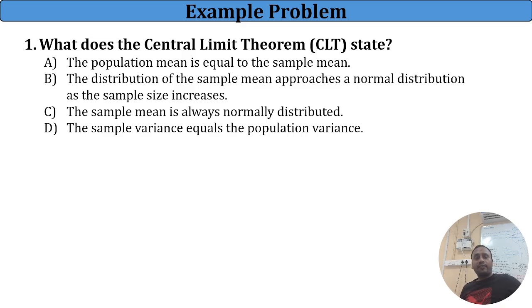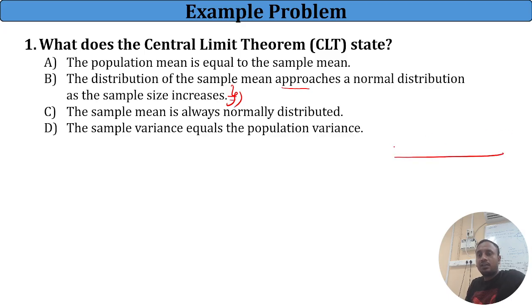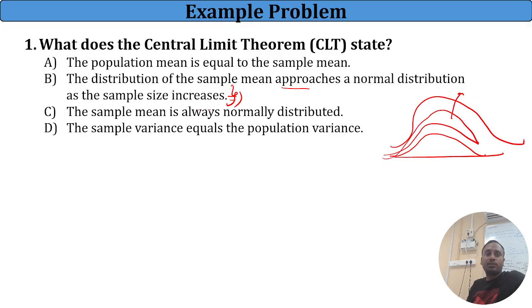Whenever we talk about the central limit theorem, the sample mean is going to approach a normal distribution as the sample size increases. That we have discussed. If the sample size is low, it is not, but when the number of samples increases, it's going to follow the normal distribution. Why can't we say the population mean is equal to the sample mean?